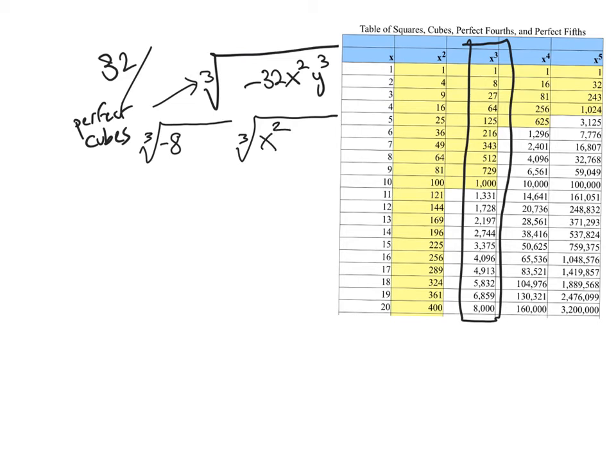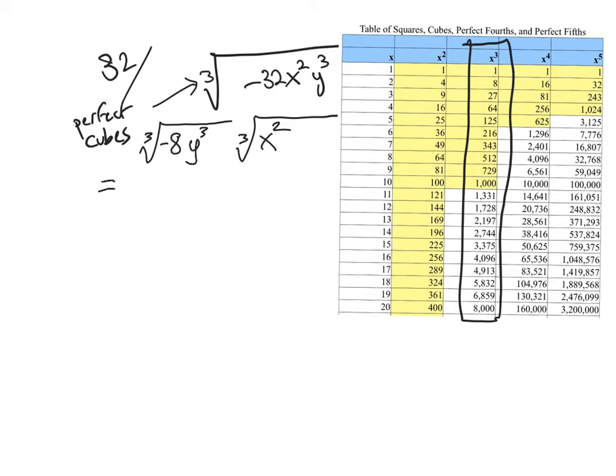Let me look at this next exponent, y cubed. Am I going to be able to divide this 3 by this 3? Yeah, so let me go ahead and stick it here. And because I can simplify it, it is considered to be perfect, right? Y cubed is perfect because I'm going to be able to simplify it. So now let me simplify everything.